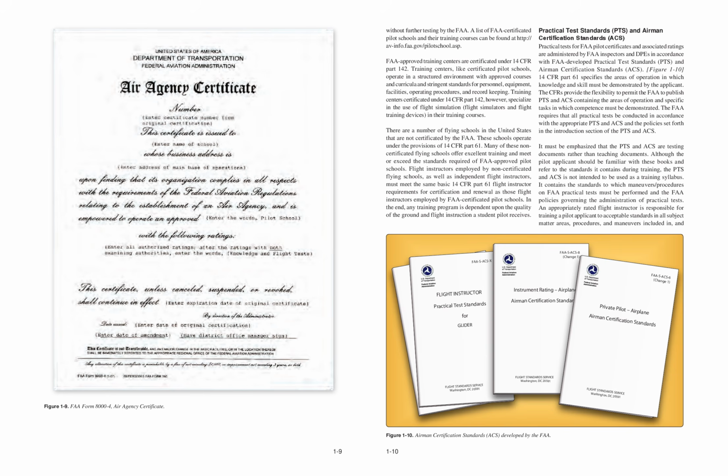There are a number of flying schools in the United States that are not certificated by the FAA. These schools operate under the provisions of 14 CFR Part 61. Many of these non-certificated flying schools offer excellent training and meet or exceed the standards required of FAA-approved pilot schools. Flight instructors employed by non-certificated flying schools, as well as independent flight instructors, must meet the same basic 14 CFR Part 61 flight instructor requirements for certification and renewal as those flight instructors employed by FAA-certificated pilot schools.